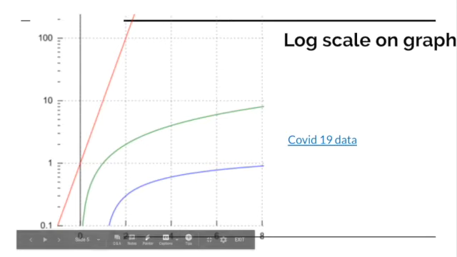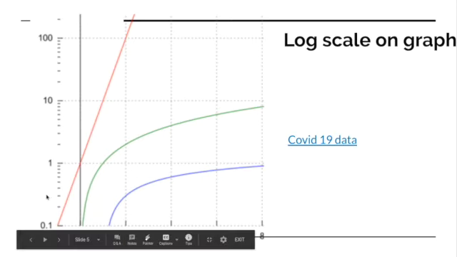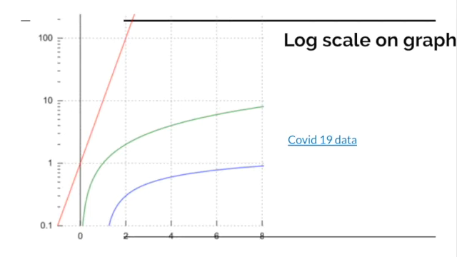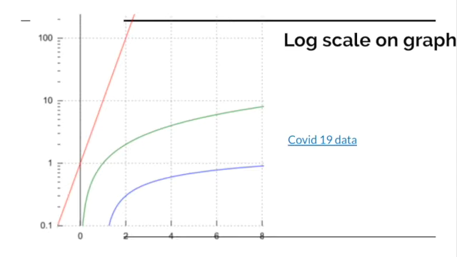So this is not a COVID-19 graph. This is just a graph pulled out of a textbook here. So notice that it starts at 0.1, right? And the distance to get from 0.1 to 1 is the same as the distance it goes from 1 to 10, which is the same as the distance it would go from 10 to 100, and the same as the distance it would go from 100 to 1,000.